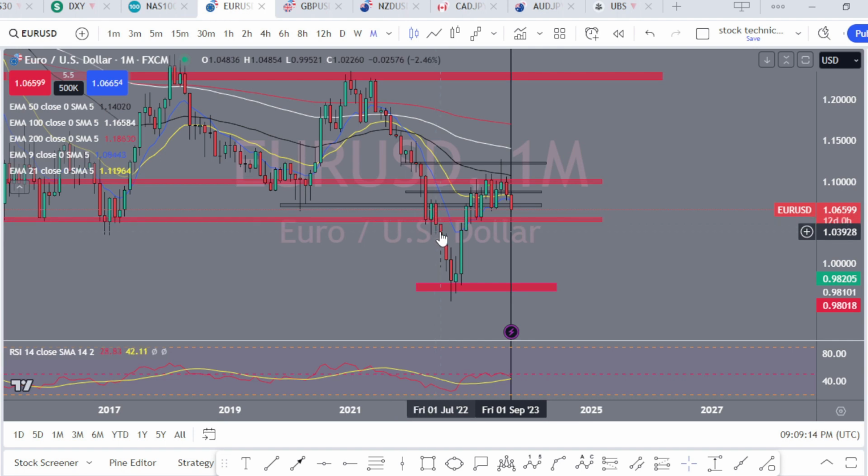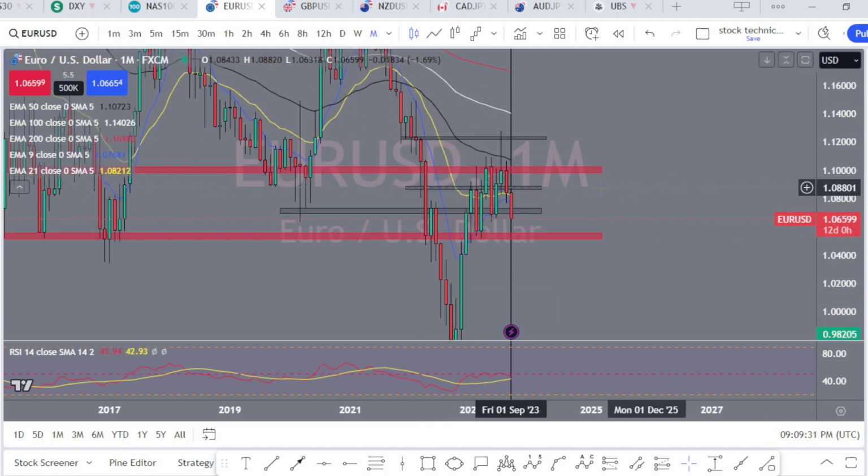After it breaks that resistance, that's a support. It goes down here to that support and then continues to go up. Right now, this is a monthly resistance we're looking at right here. You can see price got to that resistance. It's been at that resistance for months now.